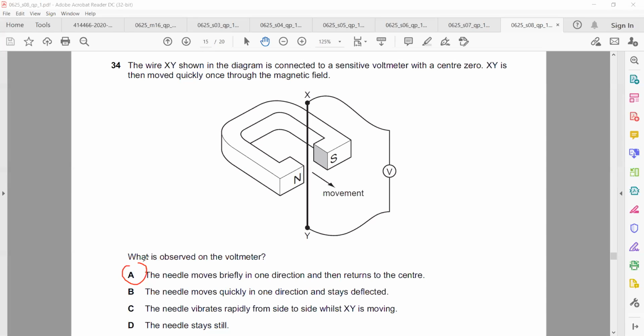The direction of the motion of the magnet or the wire decides the direction of induced current. Because we are moving only in one way, the induced current will be in one way. If we were vibrating this, moving to and fro, then the needle will also deflect right and left.